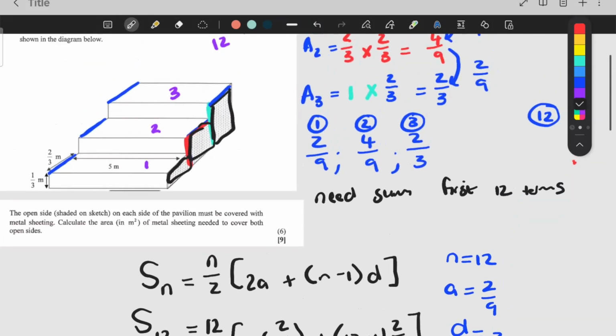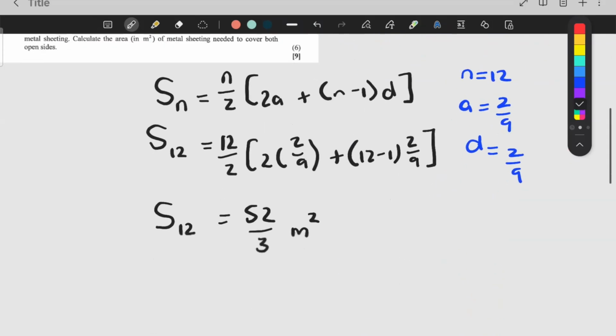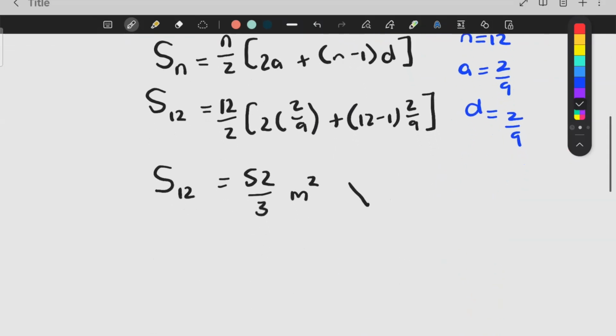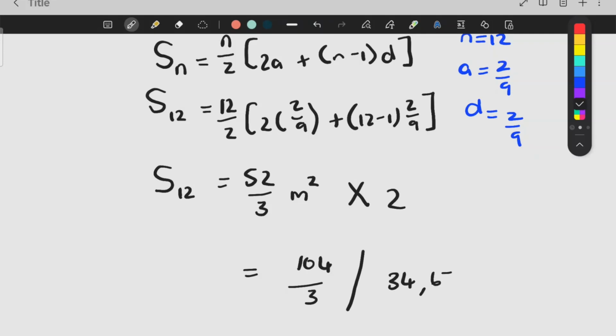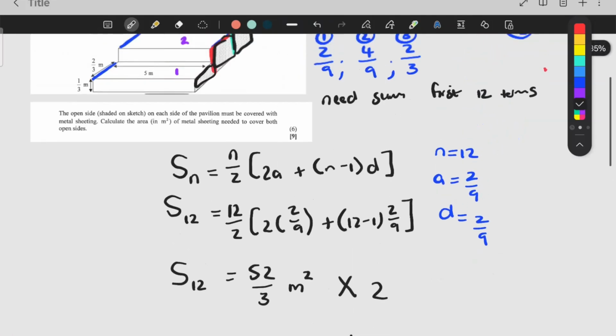Now remember, we need it for both sides, this side and that side. So we're just going to take this answer and multiply it by 2. So if you want both sides, the answer is 104 over 3, or you can write it as 34,67 meters squared. And that's how you answer that question, eh?